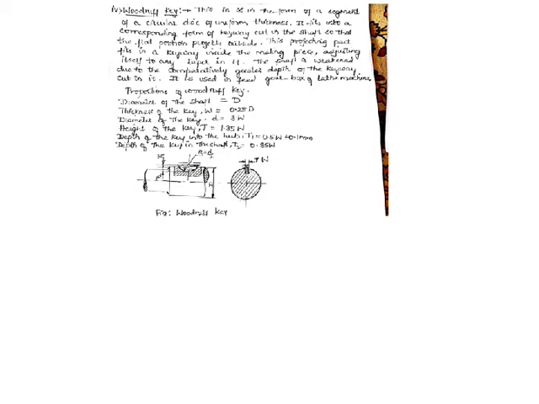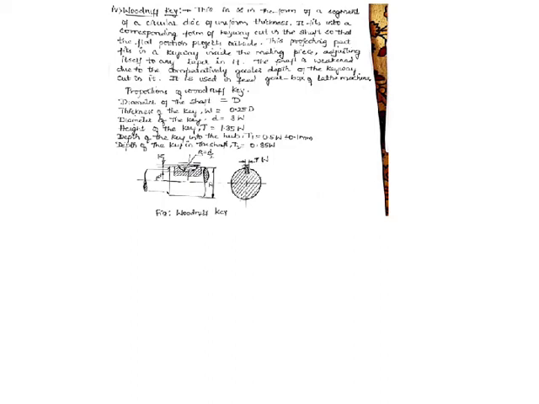Then the height of the key is taken as T. The height is represented as capital T, and T is equal to 1.35 times the width. The depth of the key in the hub is represented as T1, and the depth of the key in the shaft is represented as T2.